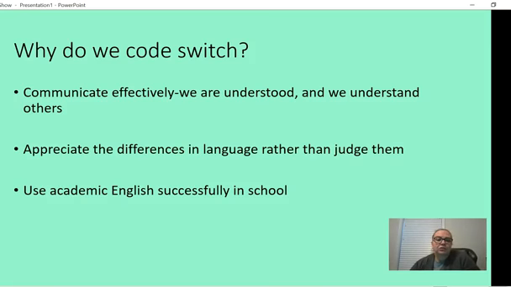Why do we code switch? Well, we code switch so that we can communicate effectively. People understand us and we understand others. And it also helps us appreciate the differences in language rather than judge them. Okay, so the way that we communicate is okay depending on the situation that we're in. And then, of course, you're going to want to use academic English successfully in school.